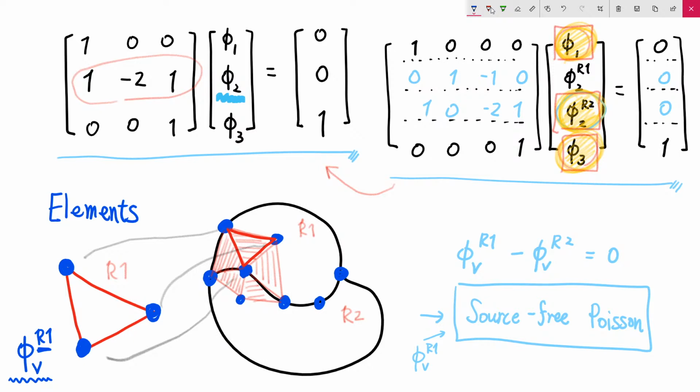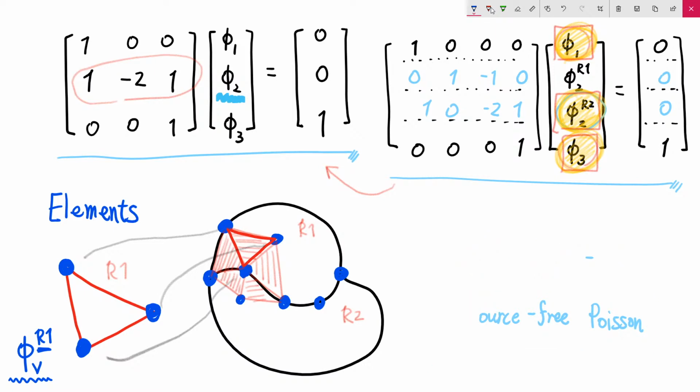So let me just come back to our simplest case once again. Now, this is really related with the implementation. So we have 3 vertices. Now you understand. You have to implement the source-free Poisson equation for this node. And now you understand what you have to do is actually calculate the difference between flux.